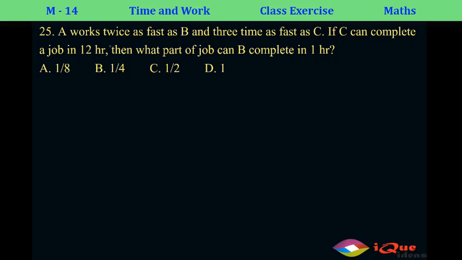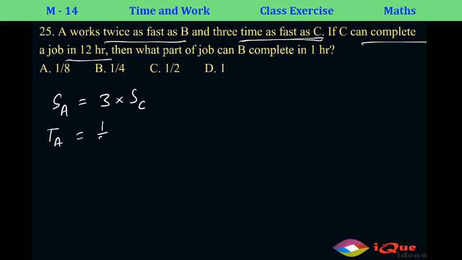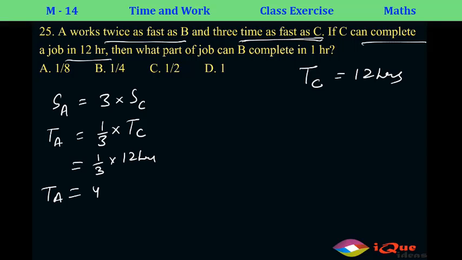Now this question says A works twice as fast as B and 3 times as fast as C. If C can complete a job in 12 hours, let's see one by one. Let's first compare A and C. A works 3 times as fast as C. So speed of A is 3 times the speed of C. That means the time taken by A will be 1/3 of time taken by C. In the question, time taken by C is given as 12 hours. So time taken of A will be simply 1 by 3 into 12 hours, which is equal to 4 hours.